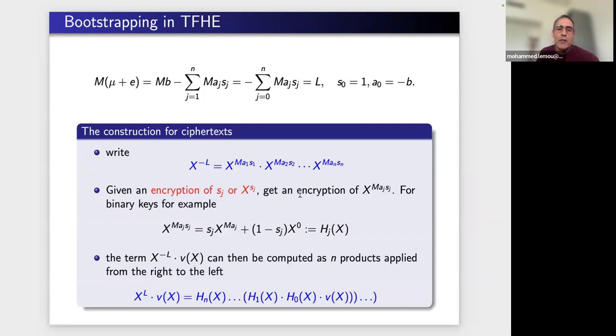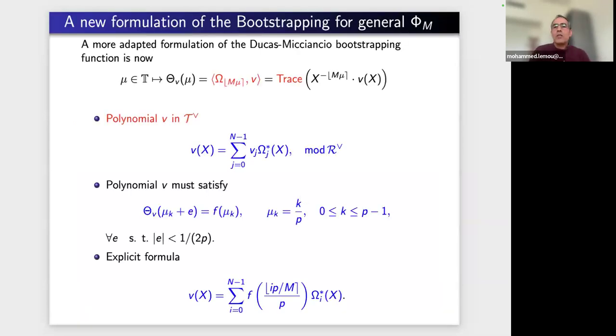Now, if you have a more general cyclotomic polynomial, how to do this bootstrapping? How to transform this Ducas-Micciancio bootstrapping function? The natural thing is to take theta equal to omega with an index m by mu. It's the same trick, with the scalar product with v, and we are looking for v that satisfies the relation theta of mu plus e is equal to f of mu.